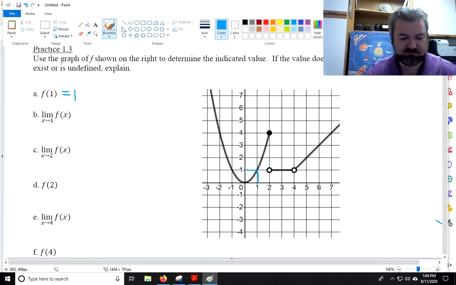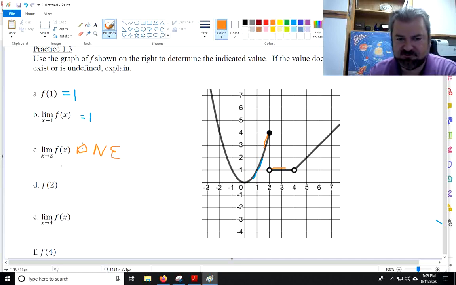The limit as x approaches 1. As I approach 1 from the left, I'm going to positive 1. As I approach 1 from the right, I'm also going to positive 1. So the limit is also the number 1. All right, let's do the limit as x approaches 2. If I come from the left, I'm going to the y value 4. But as I come towards 2 from the right, I'm going to a y value of 1. So this does not exist.